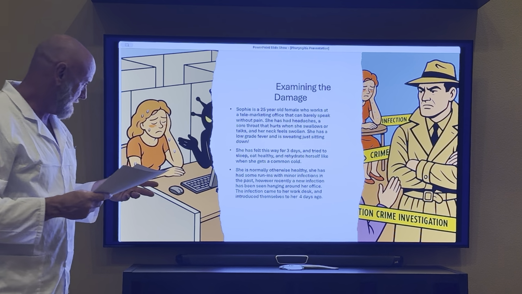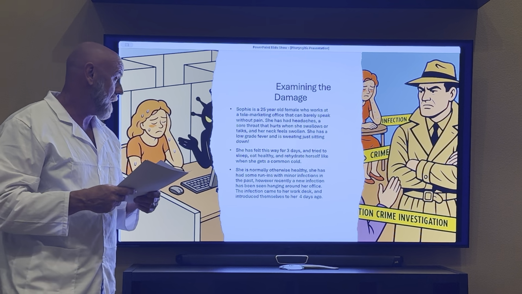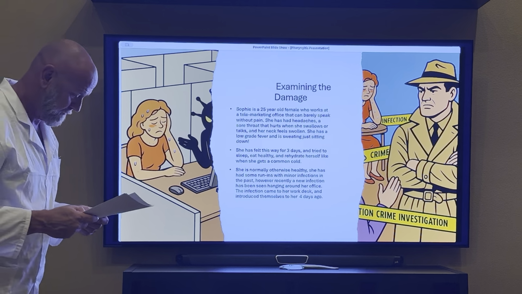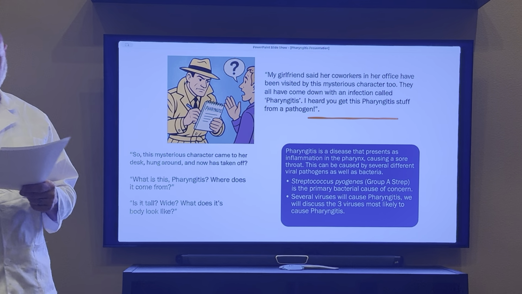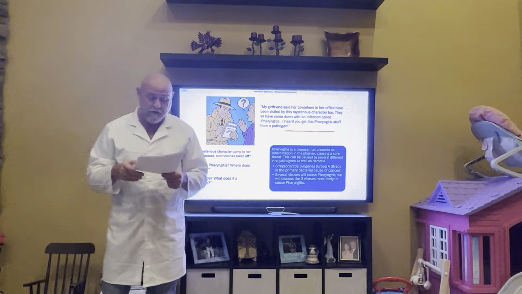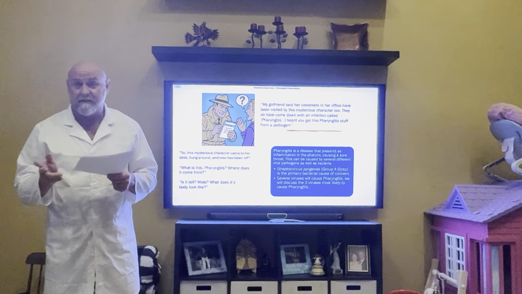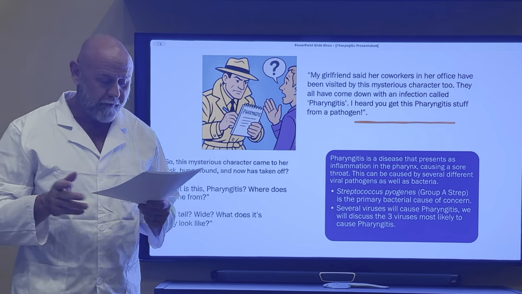However, recently, a new infection has been seen hanging around her office. The infection came to her work desk and introduced himself about 4 days ago. The detective has uncovered suspect clues that were left behind for us to follow. Based on Sophie's description, she has had the following for the last 3 days, attempting home health care with no success. As she explained, the recent exposure to the infection could have been from work.